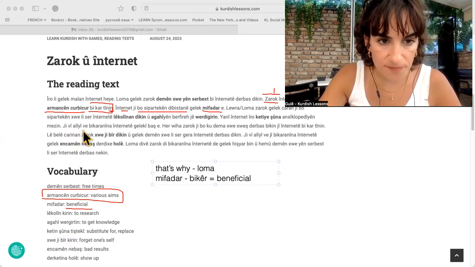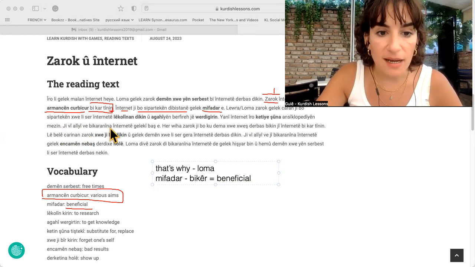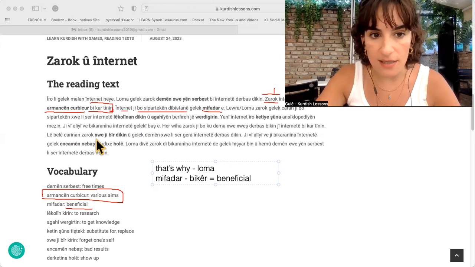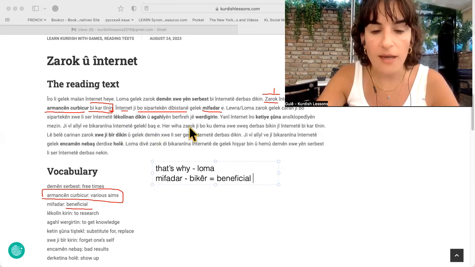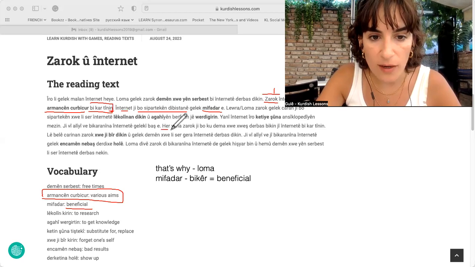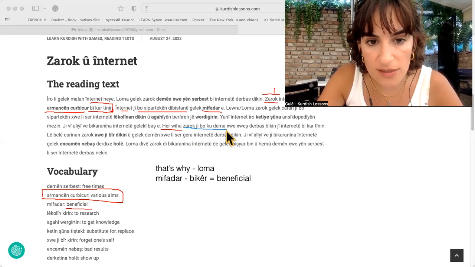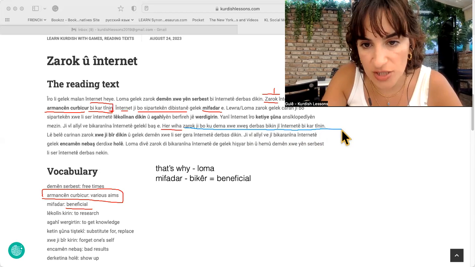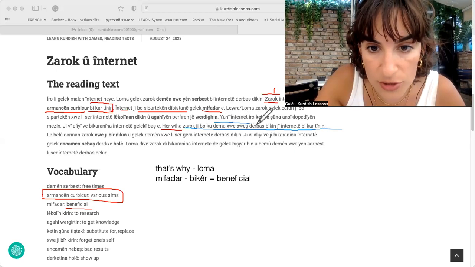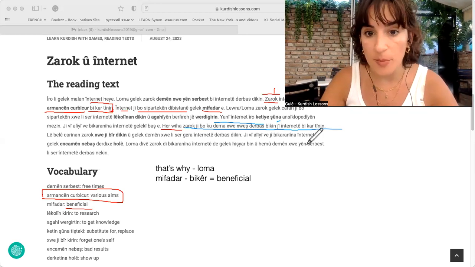Ji vê aliyê ve, like from this point of view, bikaranîna internetê gelekî baş e. The usage of internet is very good. Bikaranîna internetê gelekî baş e. Herwiha also, like moreover, zarok ji bo ku dema xwe xweş derbas bikin ji internetê bikar tînin. So not also for research but dema xwe xweş derbas bikin, and also to spend their time well, internet bikar tînin.